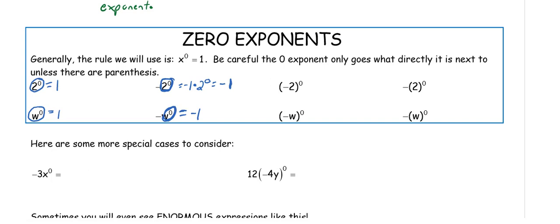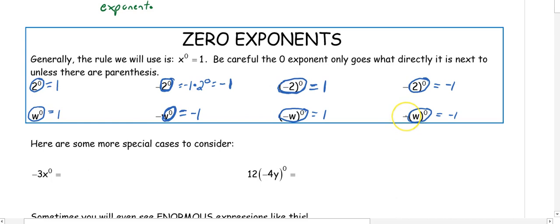In the next one, we have parentheses negative 2 to the 0 exponent. This time, the 0 exponent goes to everything because of the parentheses, so this is going to be equal to 1. In the next one, we have the parentheses of negative w to the 0 power. Again, that's going to be equal to 1 because the 0 exponent applies to everything. In the last example, we have just the number 2 in parentheses, so this is negative 1 because the 0 exponent does not apply to the negative. Same thing with negative parentheses w to the 0, this is negative 1 because it doesn't apply to the negative out front.